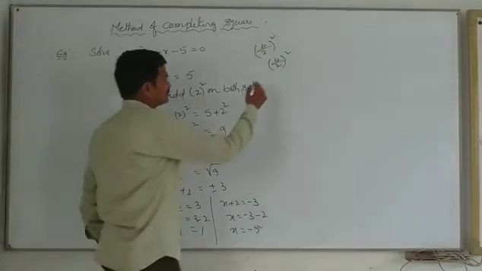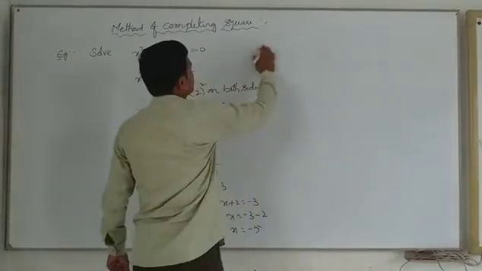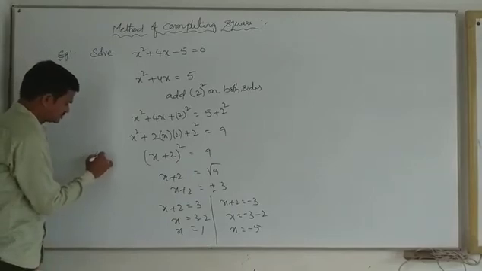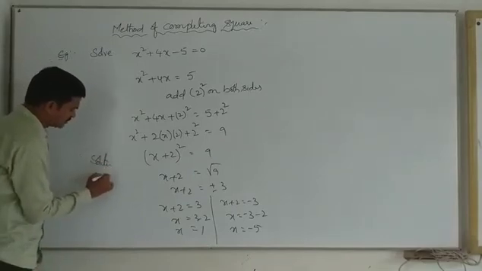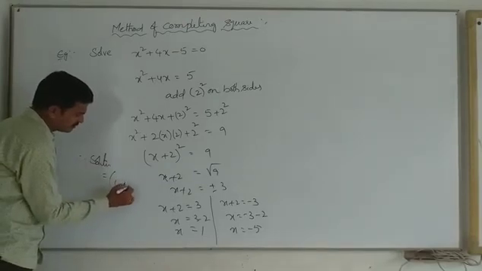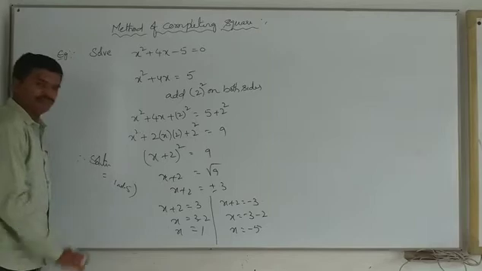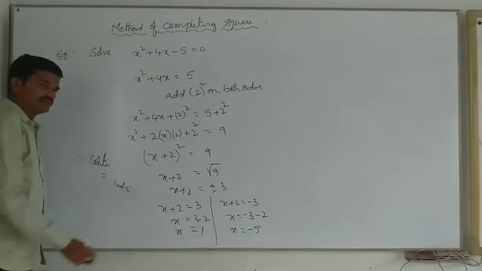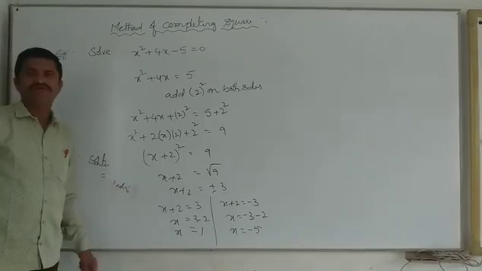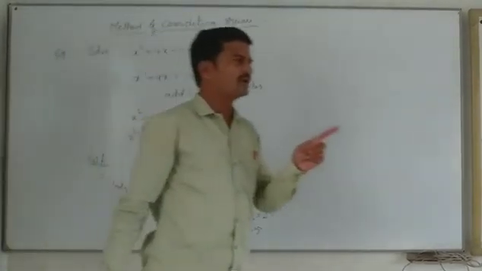Therefore, solution equals to, writing here. What is the solution? We got it here: 1 and minus 5. Don't use brackets, you don't know how to use these brackets now. Write like this, 1 and minus 5. Have you got it?